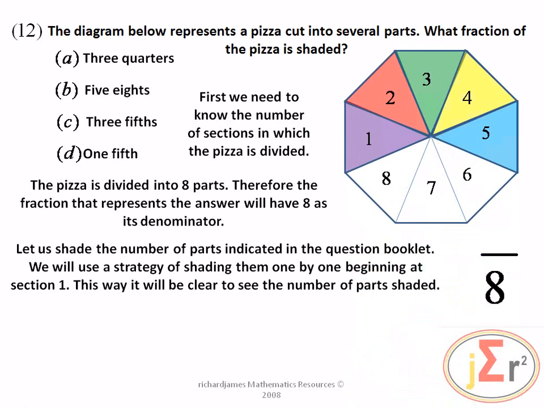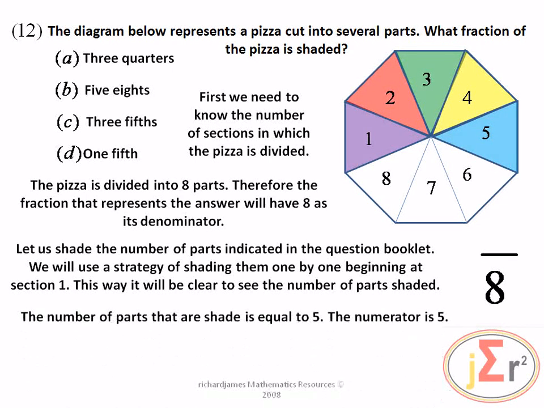Okay, quickly we realize that we would have shaded 5 sections. So the number of parts that are shaded is equal to 5. The numerator is 5. Now I understand why you want to eat the pizza rather than shade it. You can get all of 5 pieces and you will leave only 3 pieces for me, right? That's not fair.